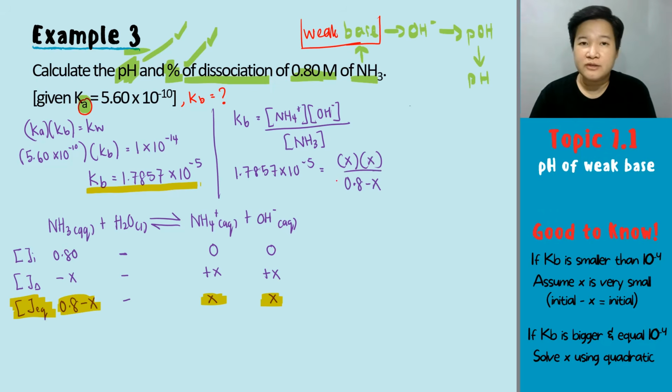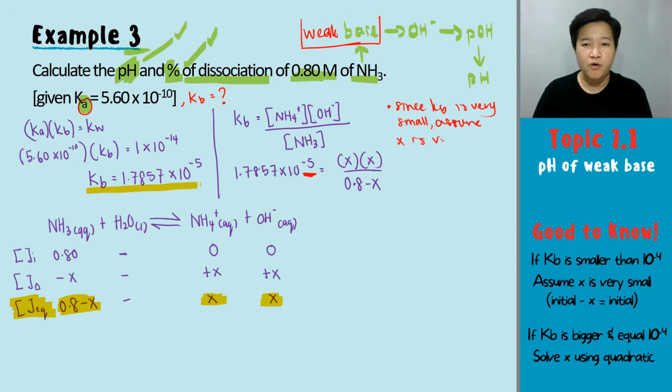So the next question, are we doing assumption or are we doing quadratic? Times 10 to the power of negative 5, guys. Do we need to do quadratic? No, we can do assumption. Since Kb is very small, assume X is very small as well. Therefore, 0.8 minus X equals 0.8. Simple. And when you have this thing down, then your mathematics will be much easier.